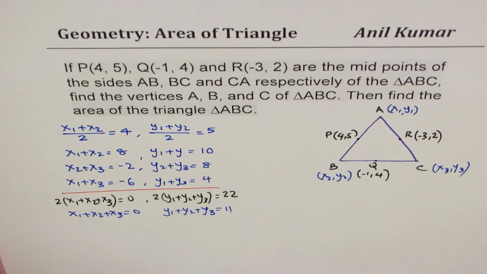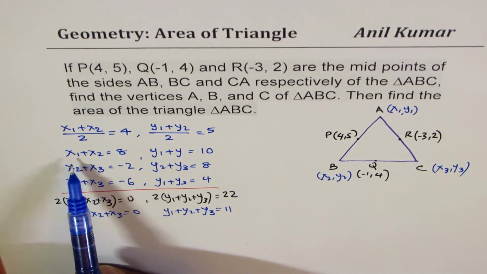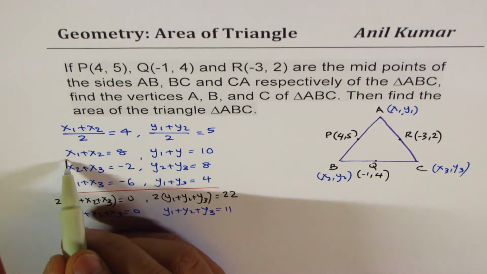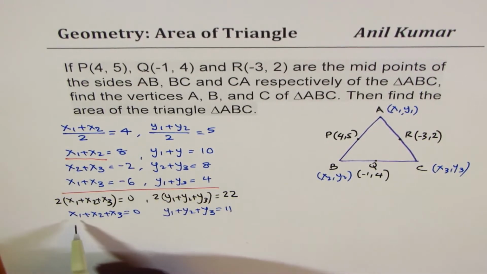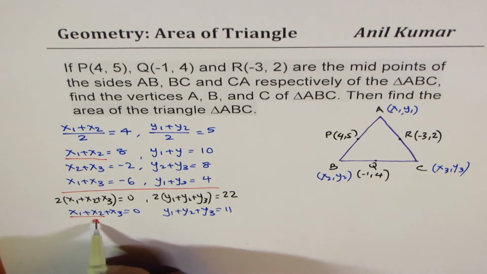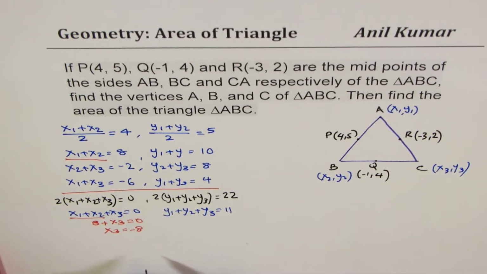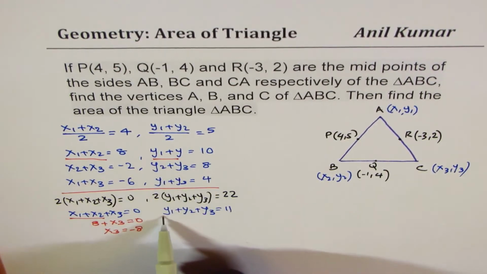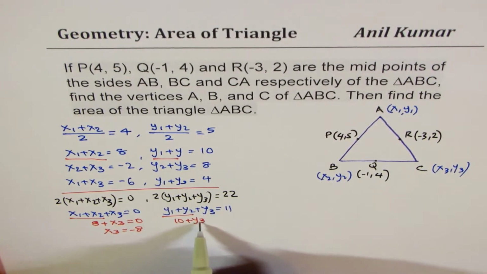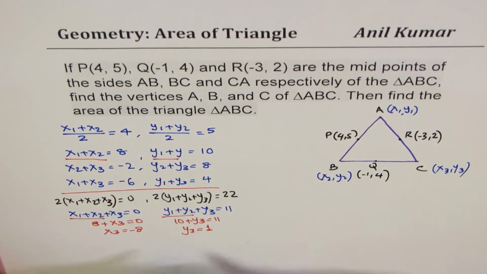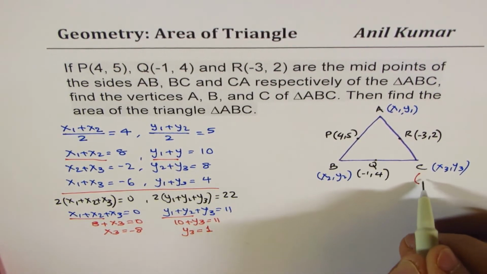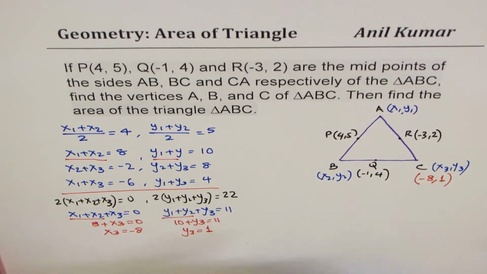12 divided by 2. Now to find, let us say, x3 first, we will substitute this value. x1 plus x2 is 8. So we say 8 plus x3 equals 0, or x3 equals minus 8. Do you see that? Now y1 plus y2 is 10. So I'm substituting 10 here. So 10 plus y3 equals 11, and so we get y3 equals 11 minus 10, which is 1. So this point for us is minus 8 and 1, correct? So once you get that, you can get other triangle points also.